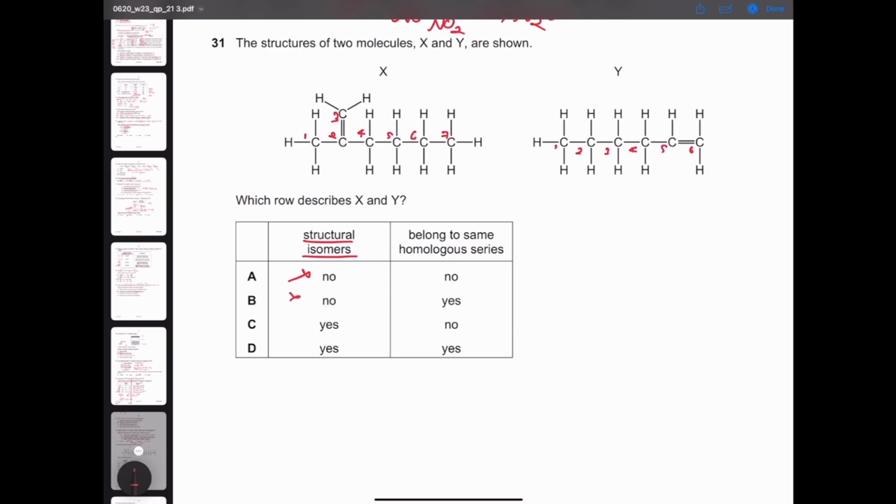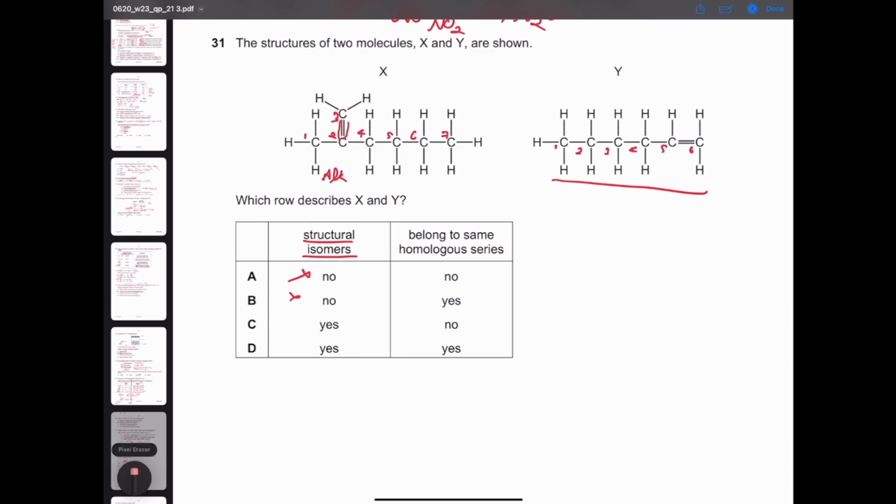Now, do they belong to the same homologous series? See, here we can see a double bond, so it's an alkene, and no oxygen or any other atom is present, only carbon, hydrogen, and a double bond. And here also, only carbon and hydrogen atoms are present, with one double bond. So, yes, they do belong to the same homologous series, but they are not structural isomers.